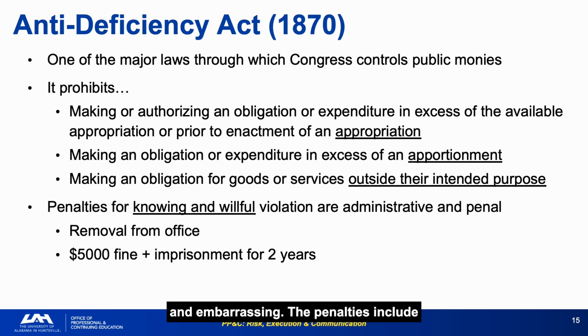The penalties include removal from office, a $5,000 fine, and imprisonment for 2 years for knowing and willful violations. But even accidental violations require formal reporting and corrective action that reflects poorly on program leadership. Know your obligation ceilings and track against them monthly. The cost of a compliance failure vastly exceeds the administrative burden of maintaining proper controls.